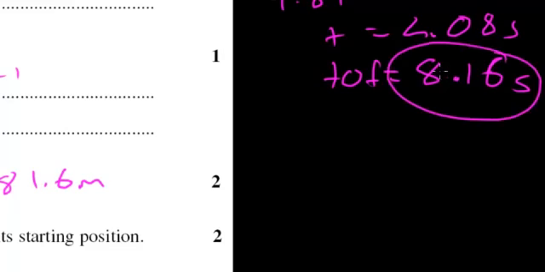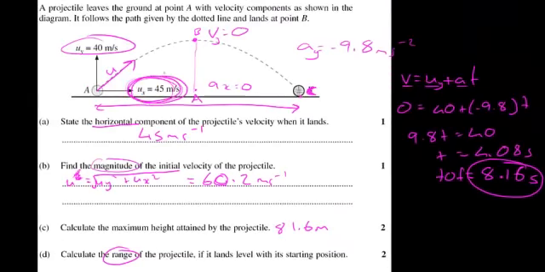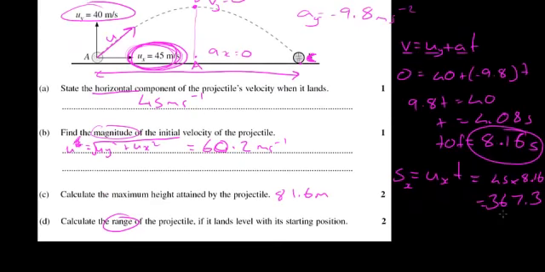All I have to do now is multiply this by this to give me the range. So range in the horizontal direction is equal to ux times t, which is your time of flight, and that's equal to 45 times 8.16, and 45 times 8.16 is 367.35 meters. That's my range. So that would be D. And that's it.